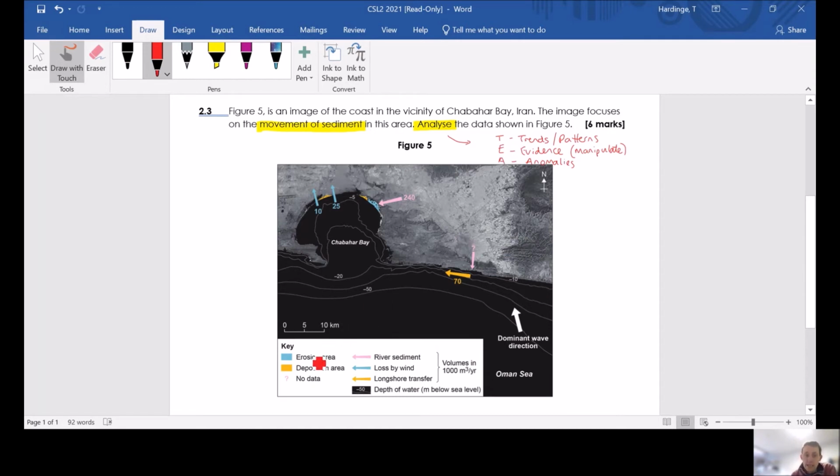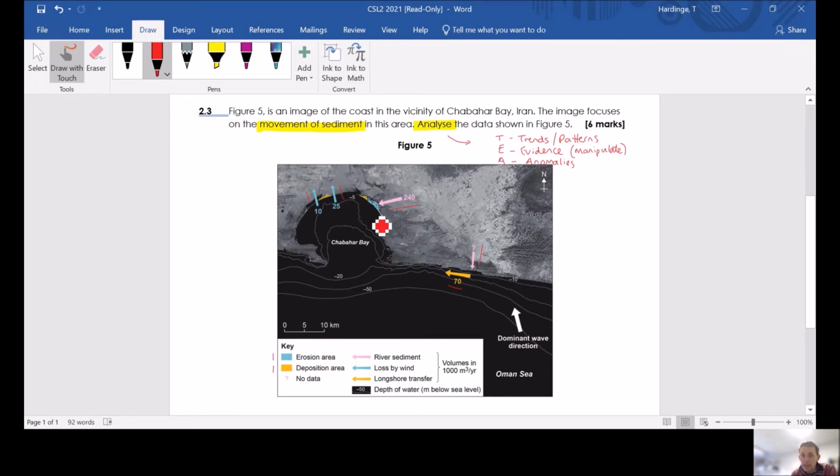Now it's important that you get to grips with the key for this map. Each of the arrows shows the movement of sediment. A pink arrow like this one here and this one here shows the movement of river sediment. A blue arrow shows movement of sediment by the wind, particularly sediment that is being blown inland by the wind. So we've got one here and one here. And orange or yellow arrows indicate the longshore transfer of material. We can see one here. We've also got an area of erosion and an area of deposition marked out on the map.